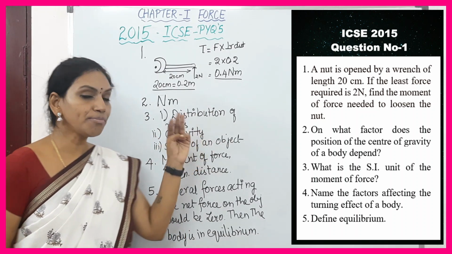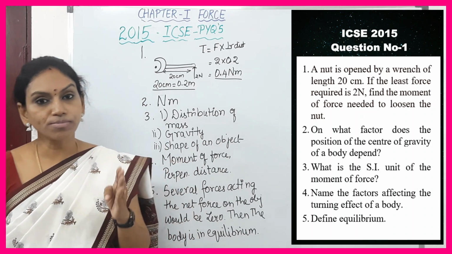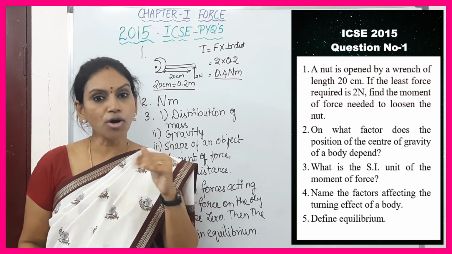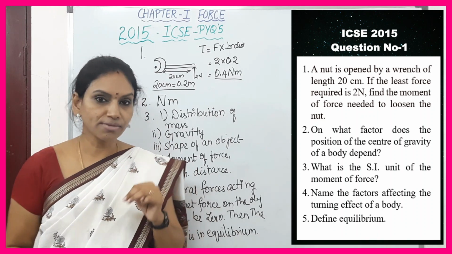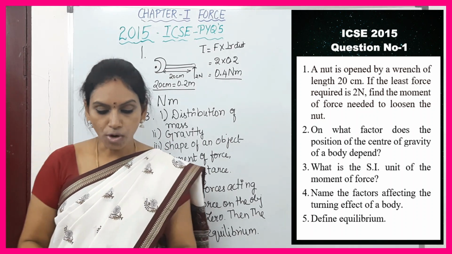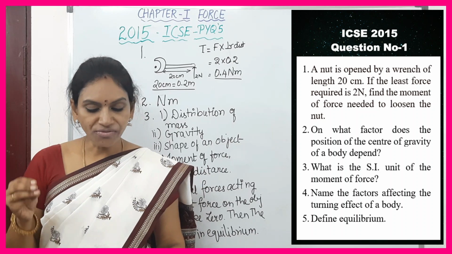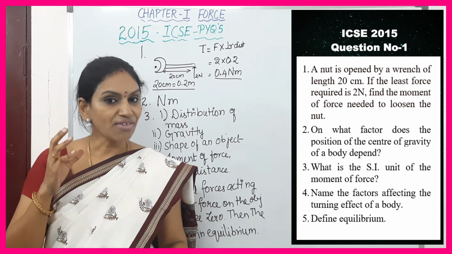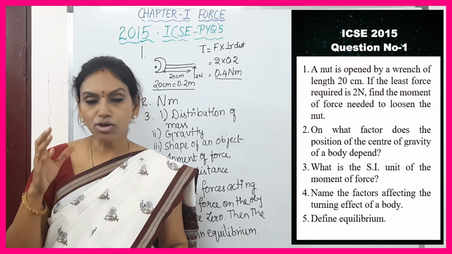Third factor is shape of an object. Shape of an object also determines the center of gravity of an object. That's your third factor. Next, fourth question. Name the factors affecting the turning effect of the body. The factors that affect the turning effect of a body.